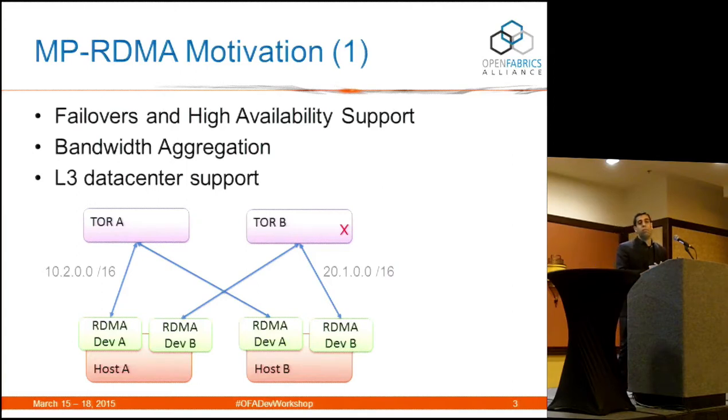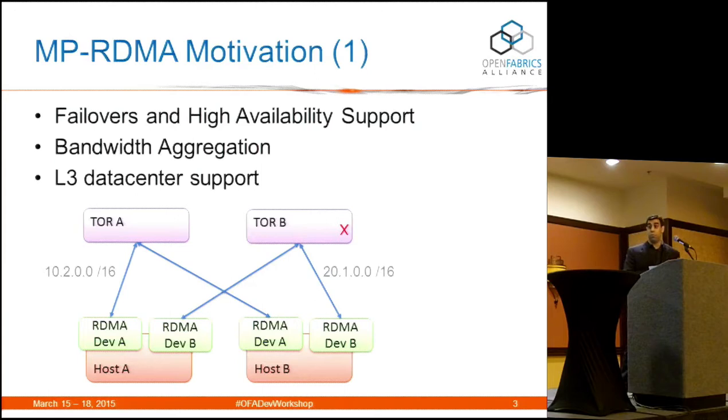The main motivation for multipath RDMA is to support three types of features. We would like to have good support of failovers, bandwidth aggregation, and to support layer 3 data centers. What we see in this drawing is two hosts talking with each other, and both of them have two networks that they can talk to. What happens if one of the networks fails is that all the resources within this network fail as well. We would like to have a solution where those resources simply migrate to the other path, to the other network.